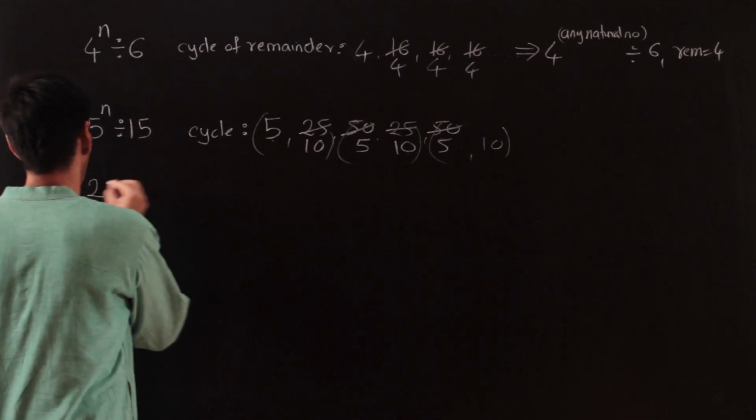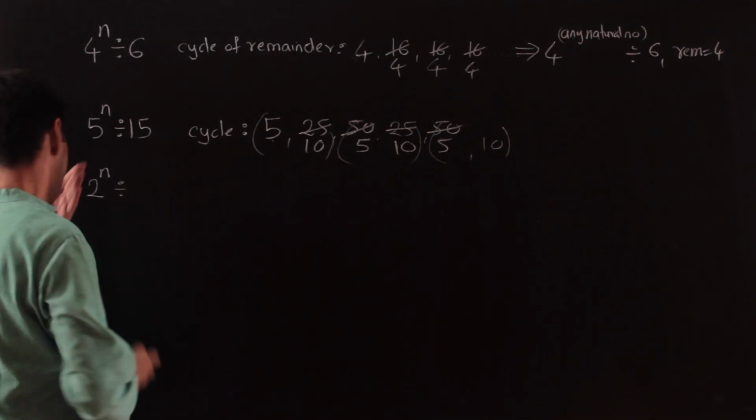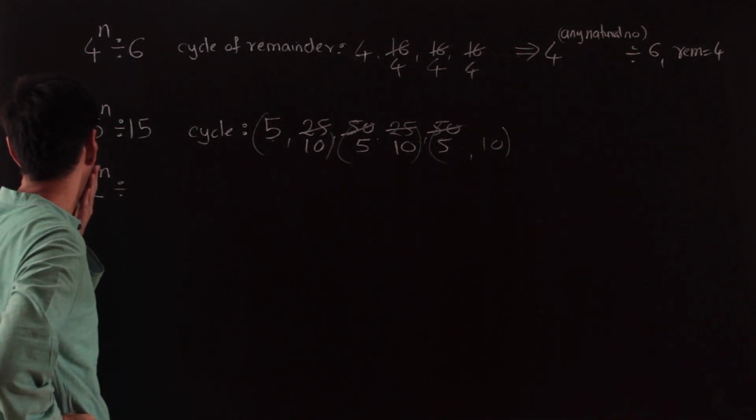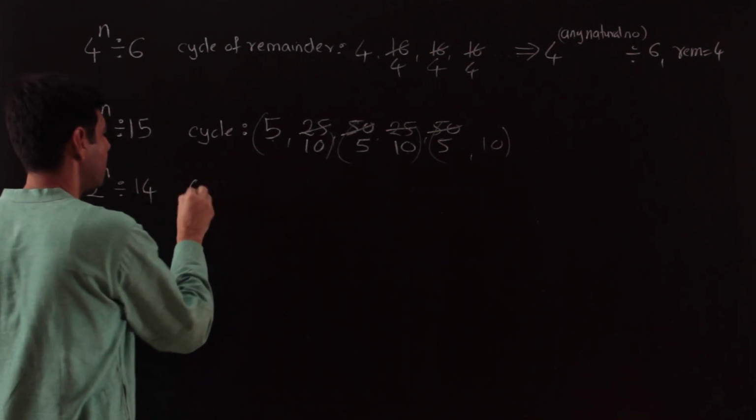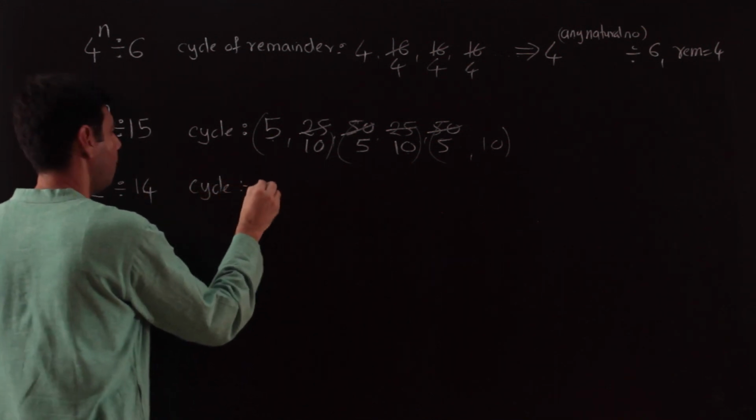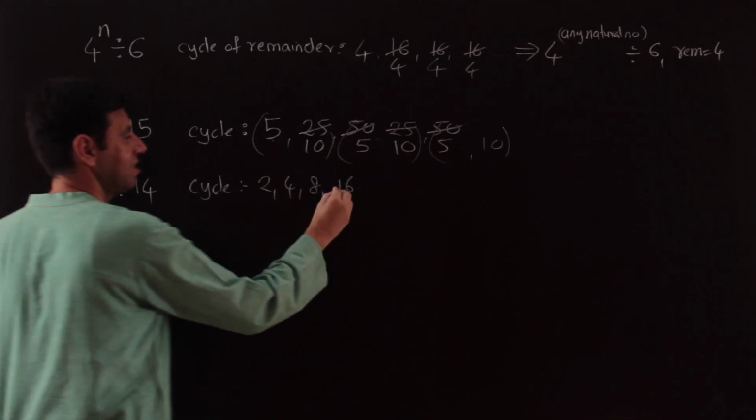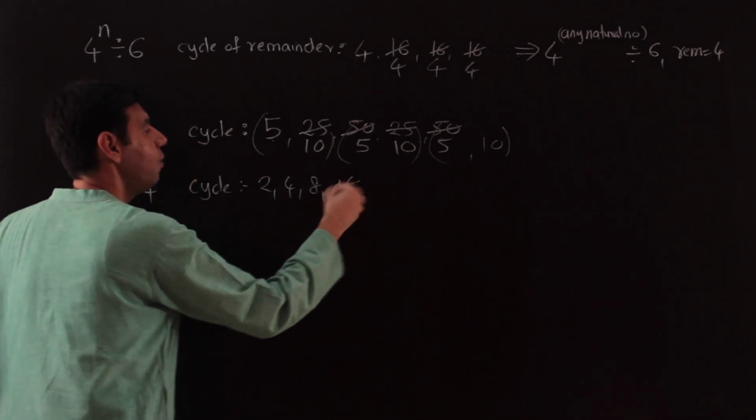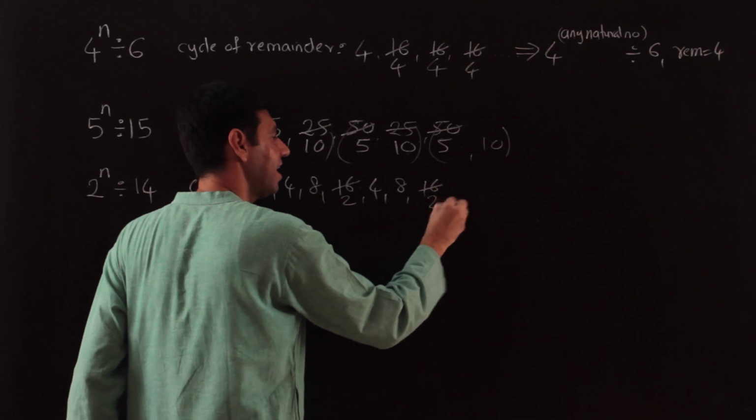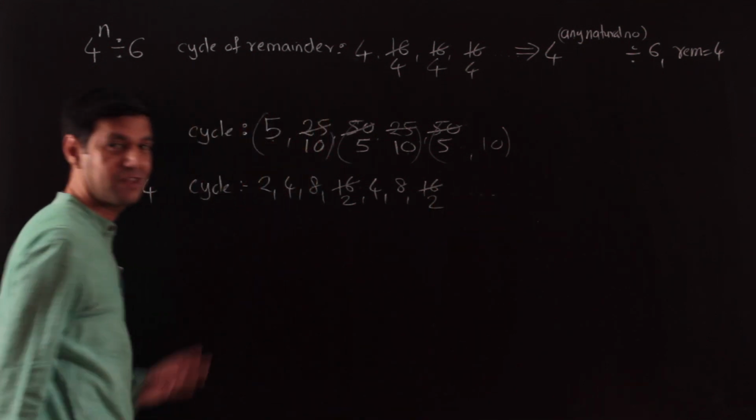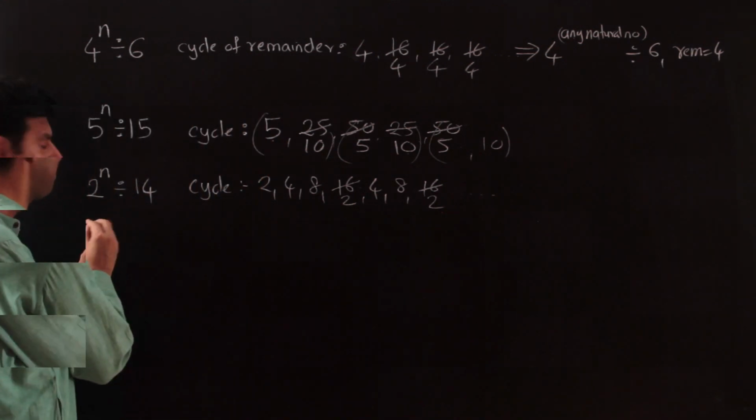Some more. What if I have a 2 raised to n divided by 14? So the cycle is going to be now of 2, 4, 8, 16. 16 is more than 14, so that's a 2. Again 2, 2 twos are 4, 4 twos are 8, 8 twos are 16, again a 2. So this will be a cycle of 3 different values and without a 1 coming into the picture ever.